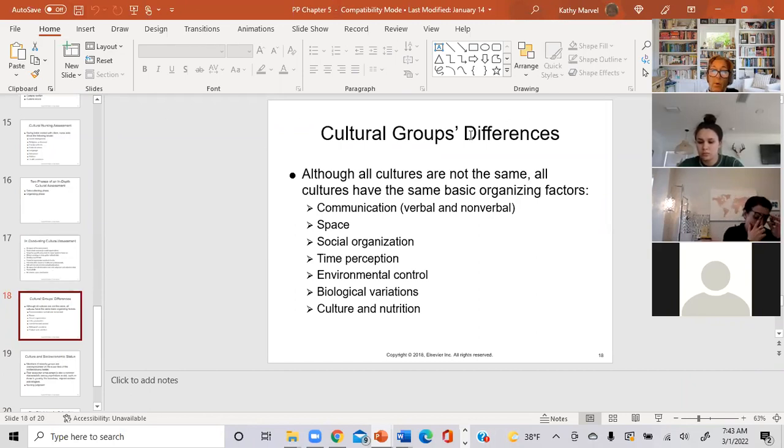And this is really important here. Although cultures are not the same, all cultures have the same basic organizing factors. What's the communication of the culture? What are the space expectations? Social organization, time perception, environmental control, and so on. So these are the common foundational factors with each culture.